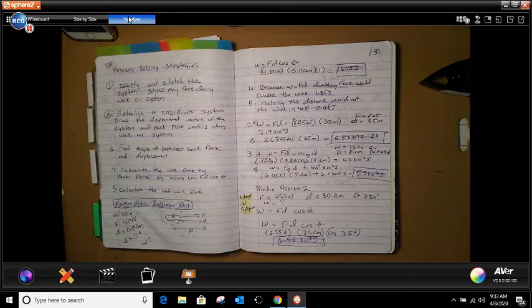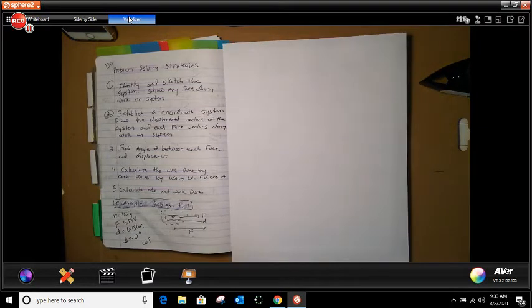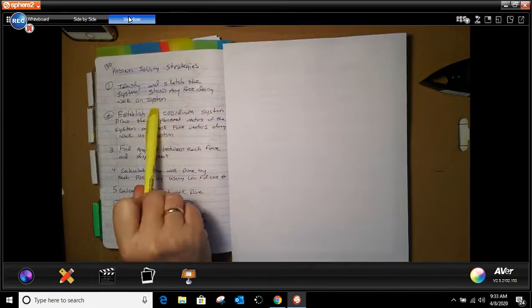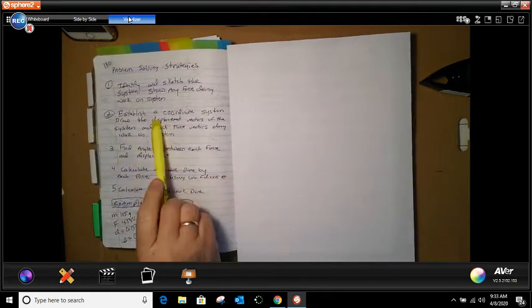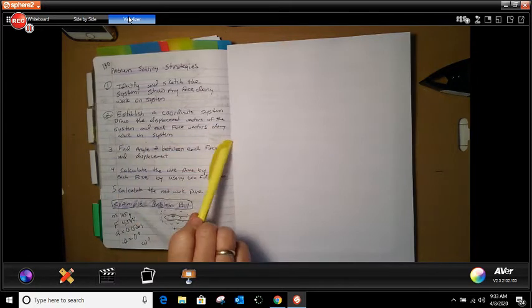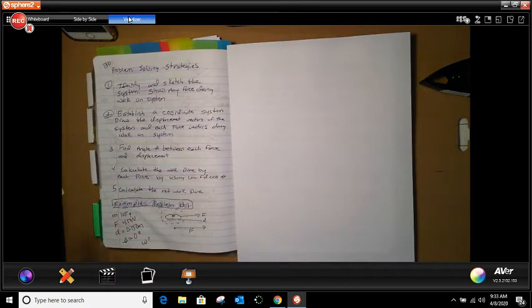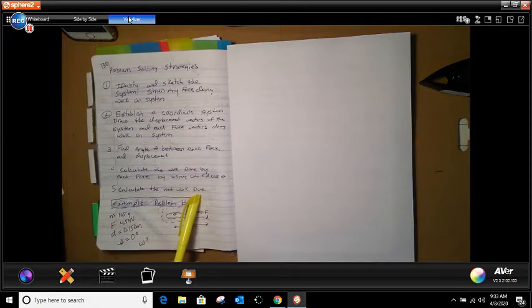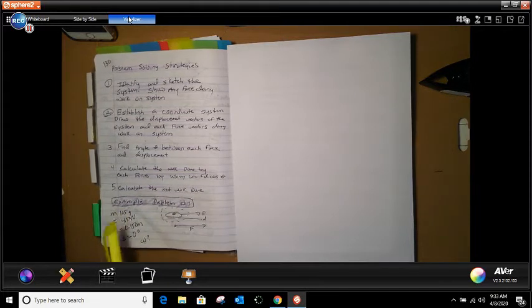We will get back into force diagrams at the end, like we had done before, talking about a system. So you identify and sketch the system, and show any force doing work on the system. Establish a coordinate system, and draw the displacement vectors of the system and each force vector doing work on the system. Find the angle between each force and displacement. Calculate the work done by each force using W equals Fd cosine angle, and calculate the net work done. So we have an example problem.